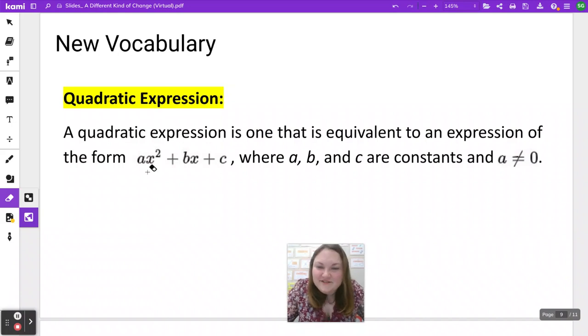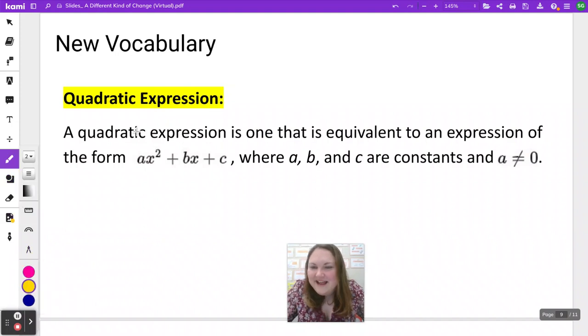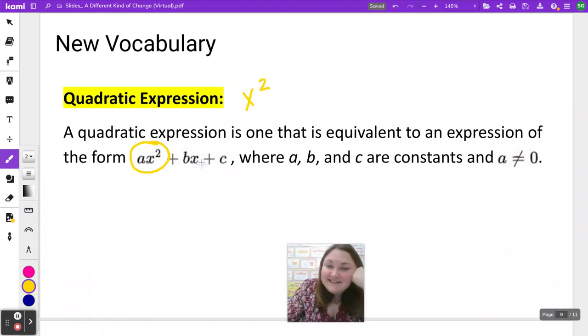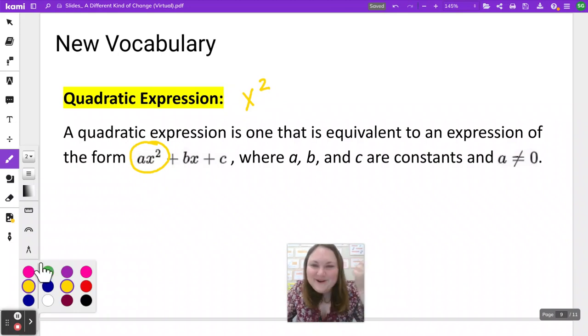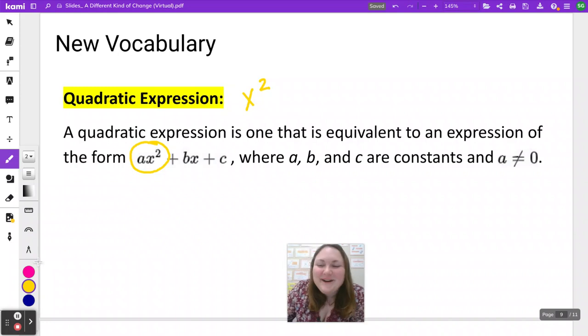Quadratic expressions fall into the form ax squared plus bx plus c. And the part of that I really want to highlight is this part here with the x squared. A quadratic expression is going to be anything that has an x squared in it, or n squared or y squared. We know the variable is squared.